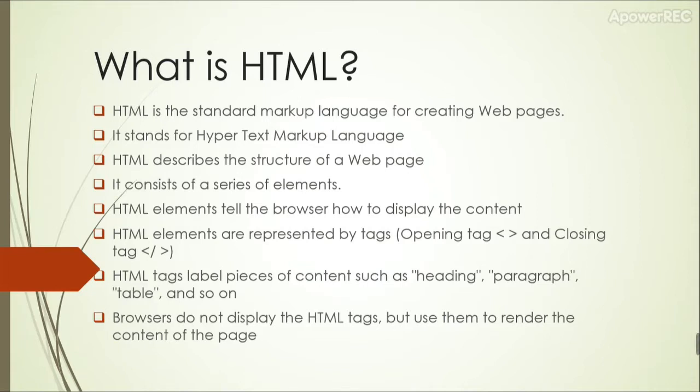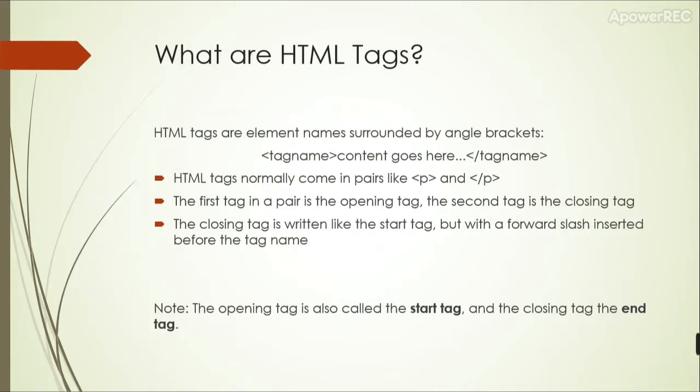HTML elements are represented by tags, opening tag and closing tag. HTML tags label pieces of content such as heading, paragraph, table, and so on. Browsers do not display the HTML tags but use them to render the content of the page.